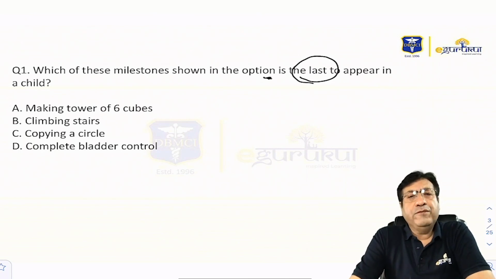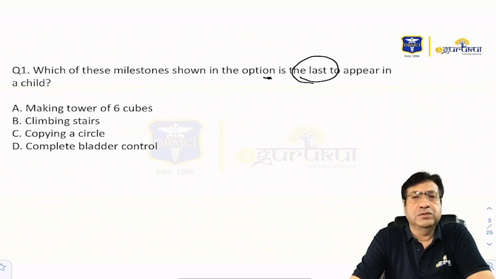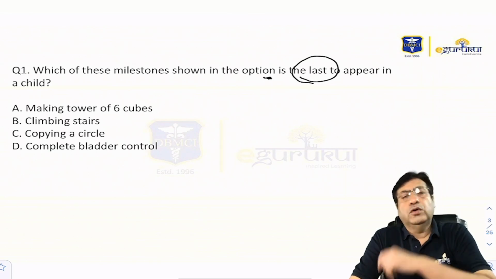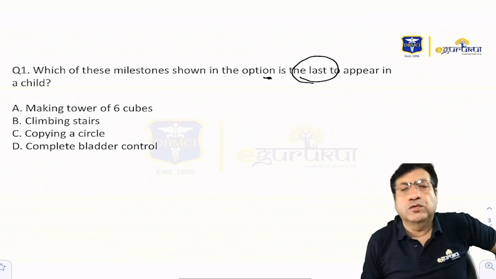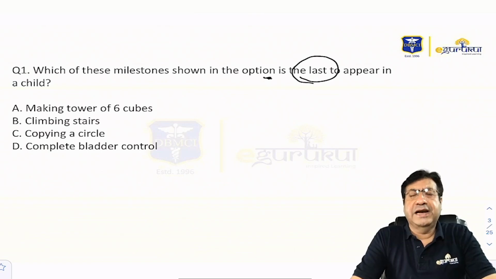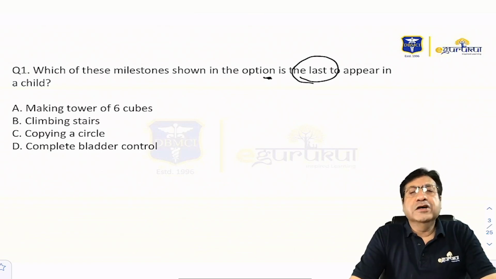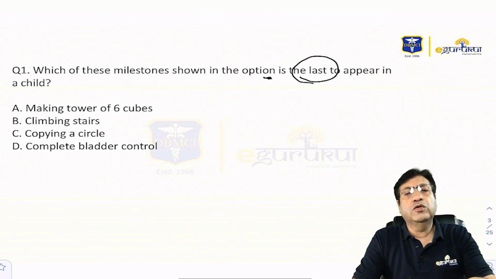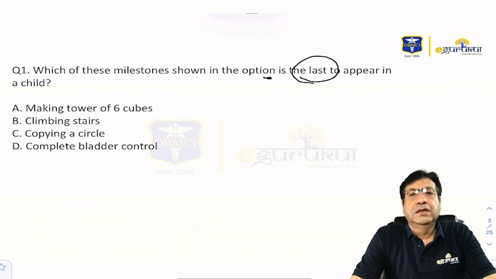So when you are going for these exams, especially from the pediatric point of view, please be very familiar with the timing of different milestones in a child. So the question is, which of these milestones shown in the option is the last to appear in a child? The first milestone is making a tower of 6 cubes. The second milestone is climbing stairs. The third milestone is copying a circle. And the fourth milestone is complete bladder control.